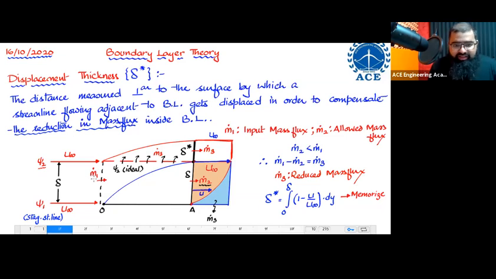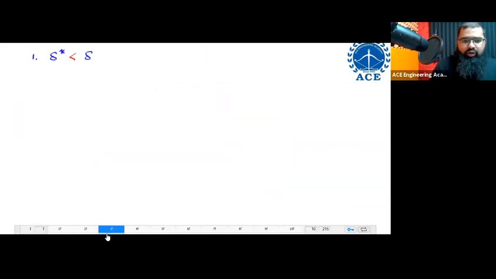If m dot 1 is greater, that means the height required for m dot 1 to flow is going to be greater. The height required for m dot 3 to flow is supposed to be lesser. So for sure, since m dot 3 is lesser than m dot 1, delta star has to be less than delta. So the first conclusion I can draw is delta star is less than delta.